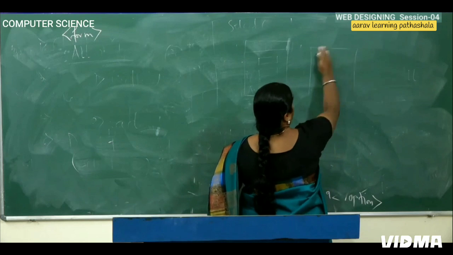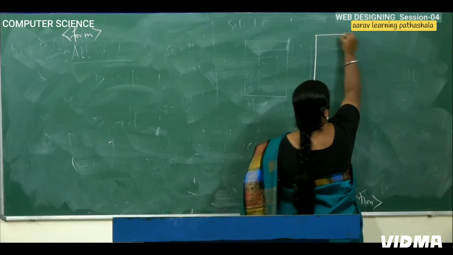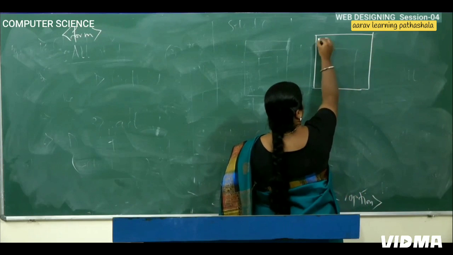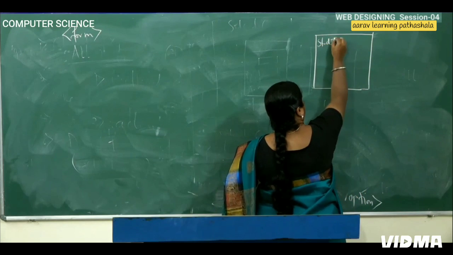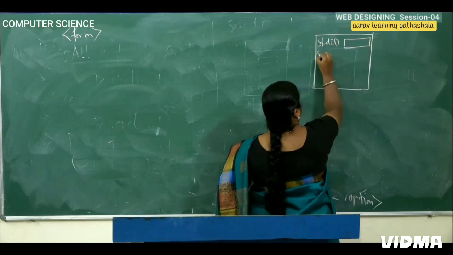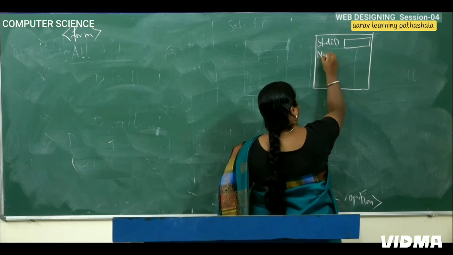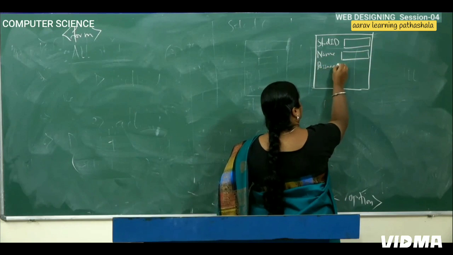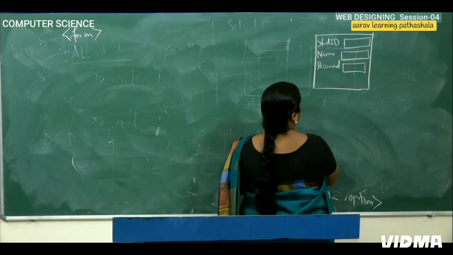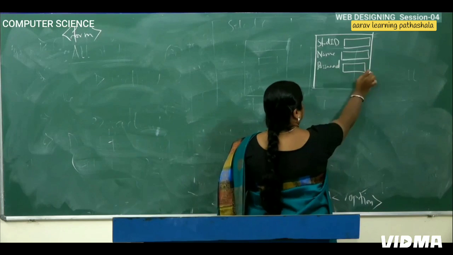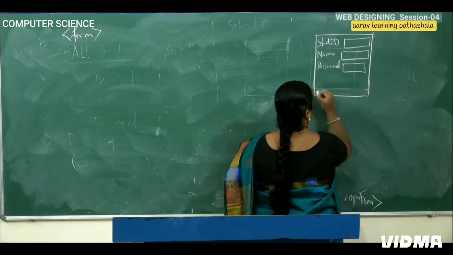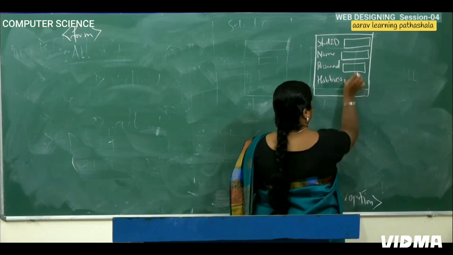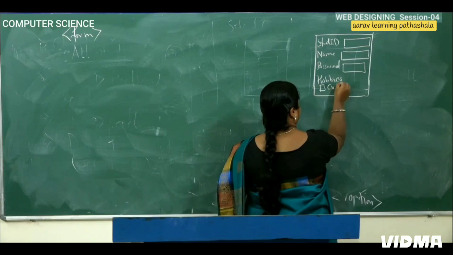Now suppose we will take the student's information. Let's take student's information. So suppose student ID, this is the text field, then name, then password for his account, then suppose we say hobbies. So the first one, suppose let's take it as cricket.